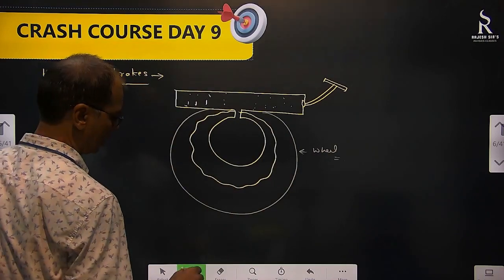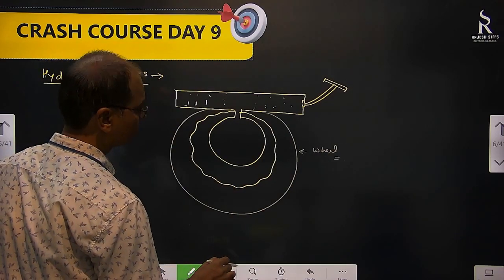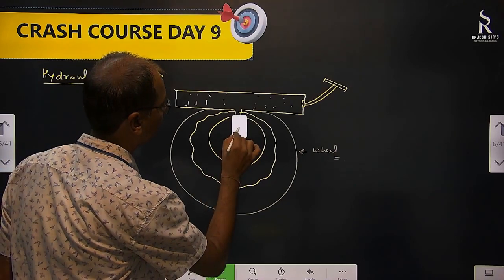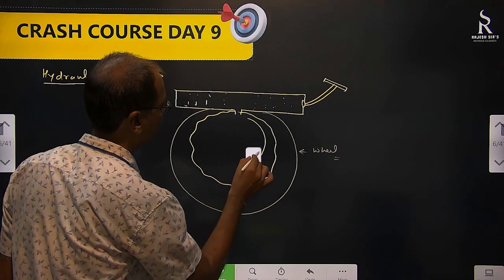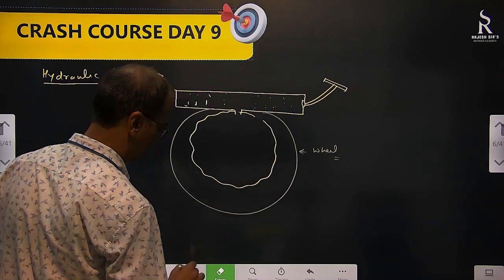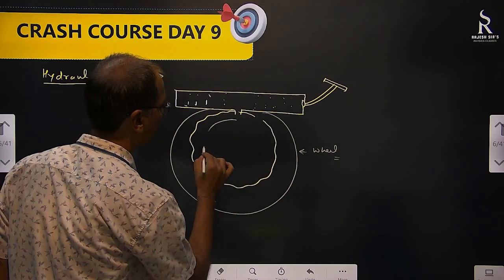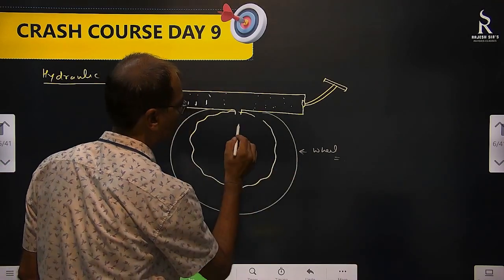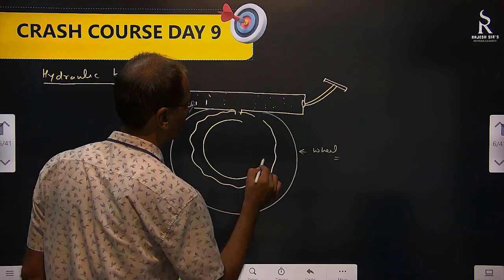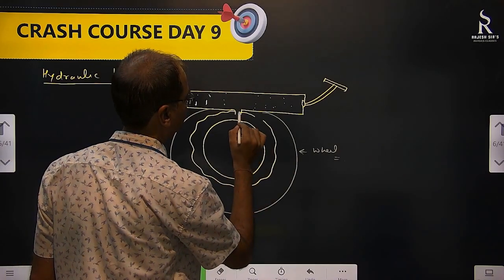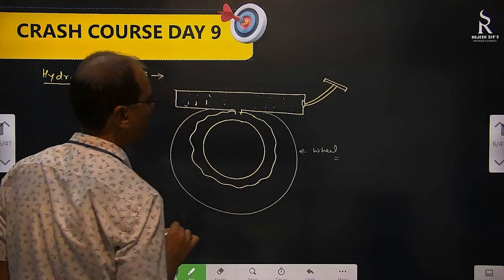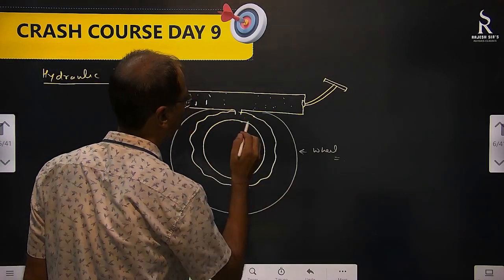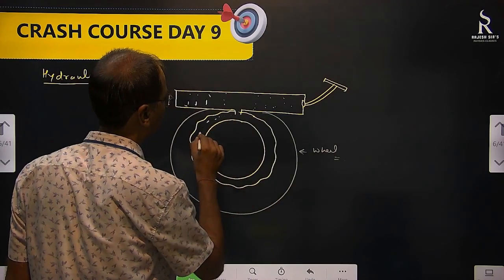Okay, then I think one mistake I have made in the diagram. Something like this. Okay. So this liquid is also here.